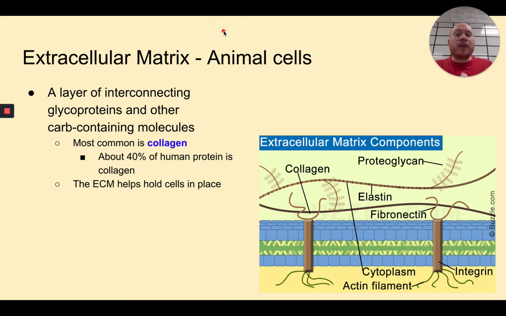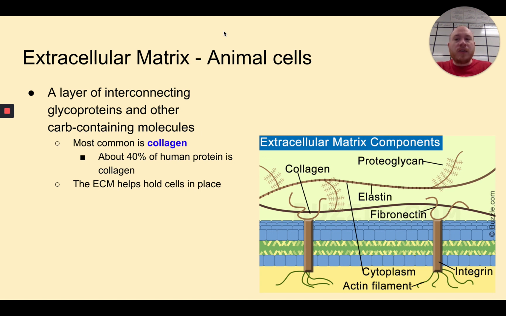Also be aware that in animal cells, there's a layer of interconnecting glycoproteins and other carbohydrate containing molecules. The most common is collagen. It's about 40% of human protein, actually, is collagen. So that's a lot of our protein.